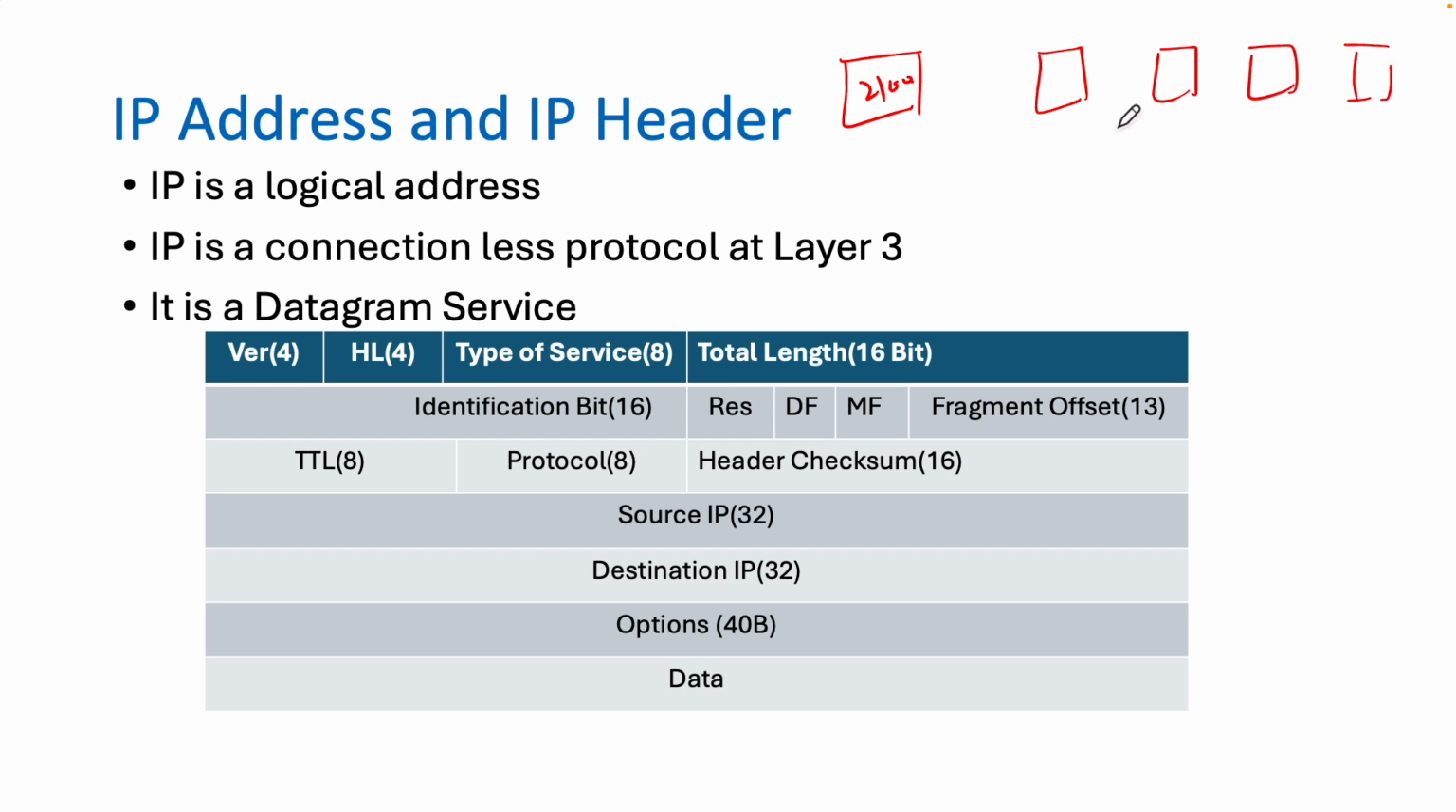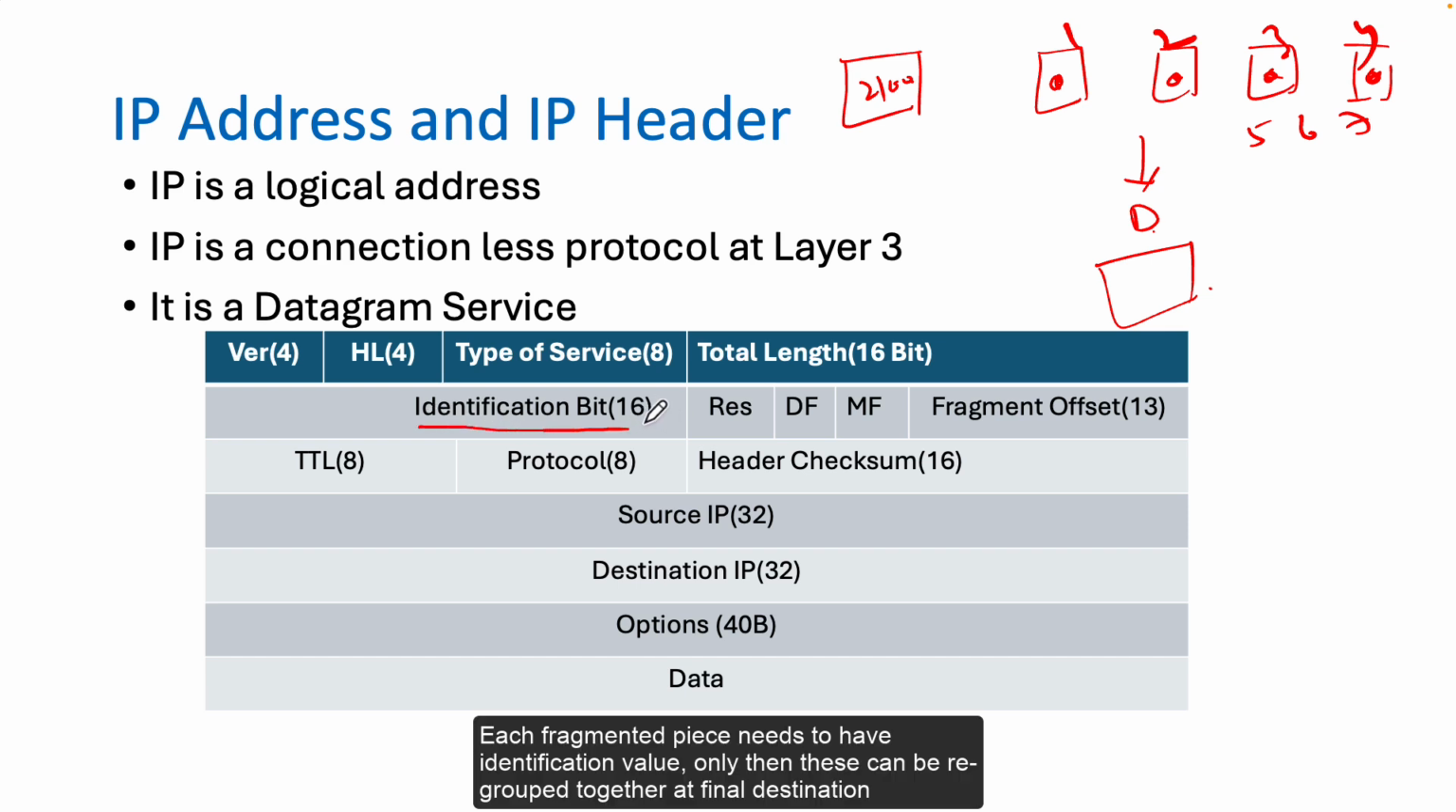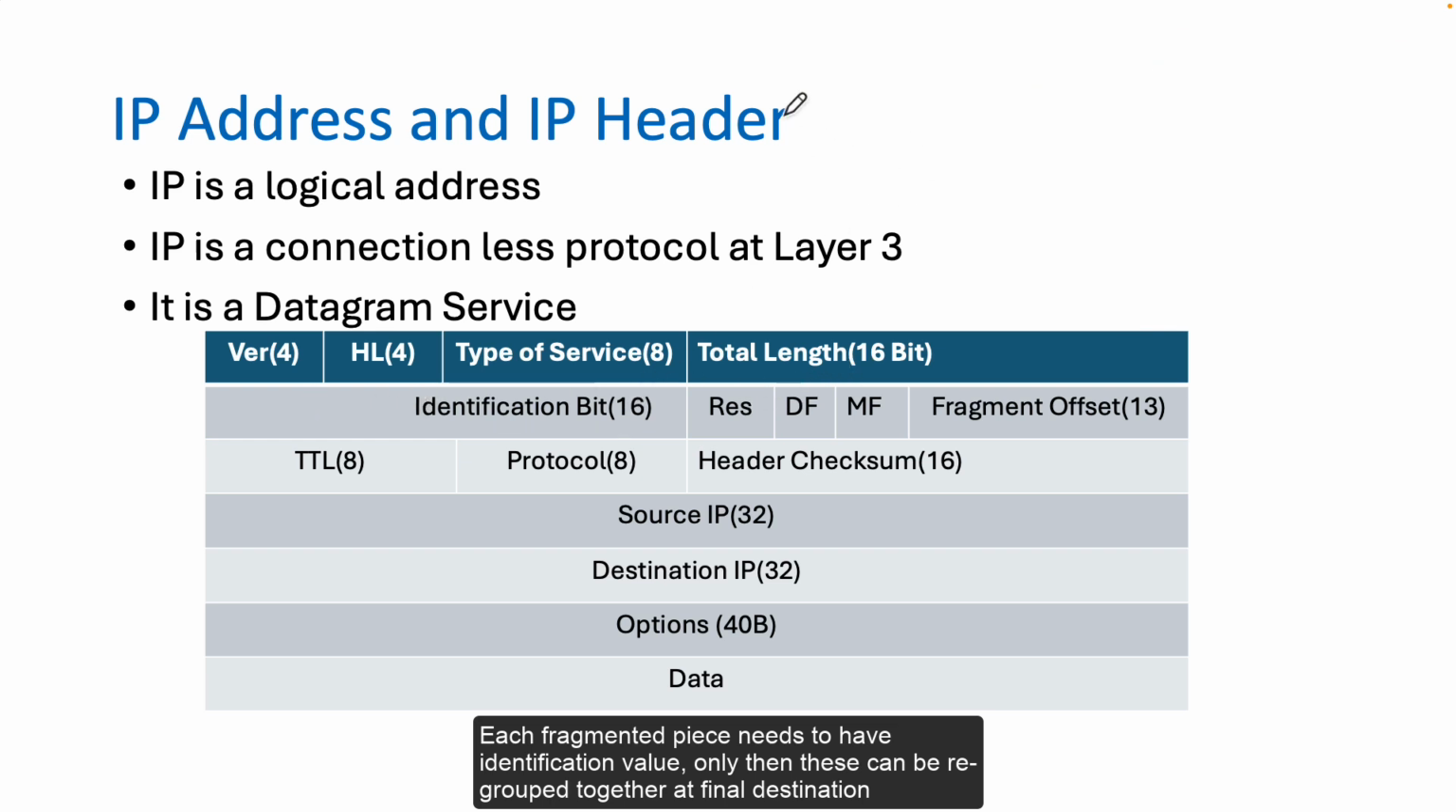You need to identify each of these parts, the fragmented pieces, right? So each of these will be given a number, so that once these reach the destination, we can reunite whatever fragments we have, 5, 6, 7, right? So these need to be connected again. It will only happen once you have the identification value set. This is a 16-bit value which will be present. This is the purpose of this identification bit.